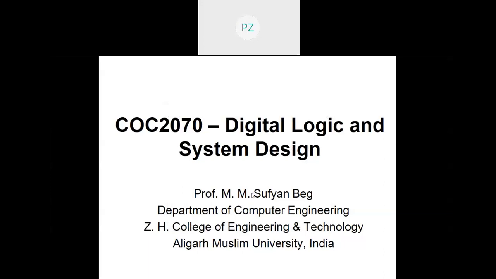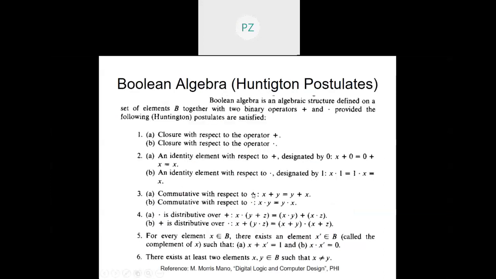Today we are going to talk about Boolean algebra. These are the basic postulates of Boolean algebra. They're also called Huntington postulates. Boolean algebra is an algebraic structure defined on a set of elements B together with two binary operations, plus and dot. These are the OR and AND logical operations, provided the following Huntington postulates are satisfied.